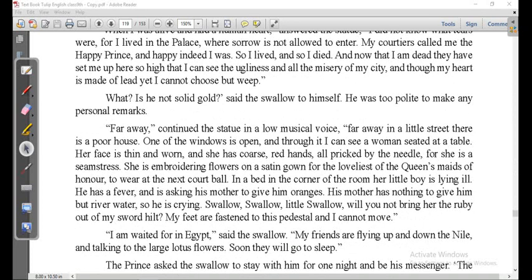"Far away," continued the statue in a low musical voice, "far away in a little street, there is a poor house." Now this statue is telling the swallow that far away in that little street, there is a poor house. One poor man is residing in the street far away from this point. "One of the windows is open, and through it I can see a woman seated at a table."